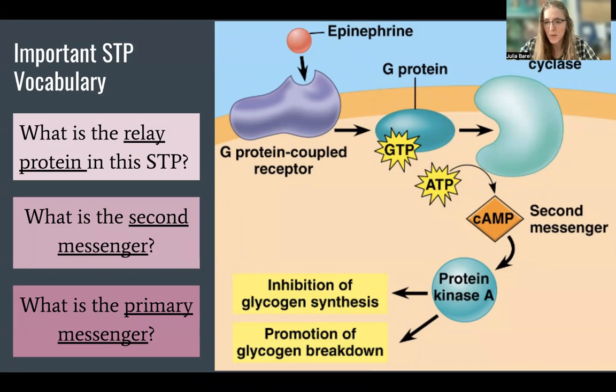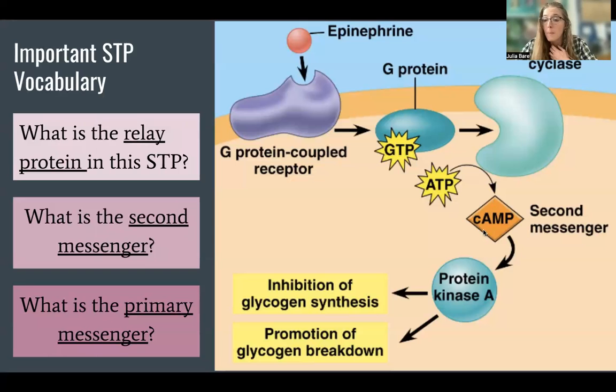Okay, hopefully you paused the video. We're looking here. What is the relay protein in this signal transduction pathway? Well, that's going to be the G protein here. What is the second messenger? Well, luckily it's labeled for you pretty clearly. That's going to be cAMP, cyclic AMP, adenosine monophosphate.